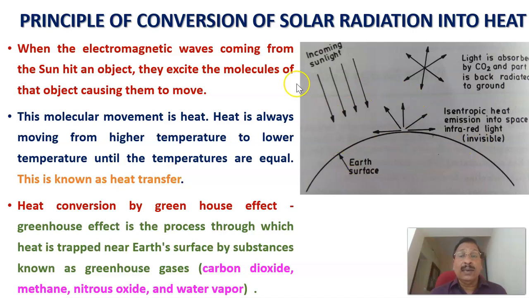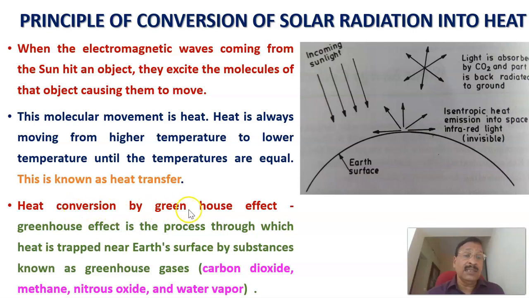Now coming to this one, the incoming solar radiation or sunlight is coming to the surface of the earth, and a certain portion of the light is absorbed by the carbon dioxide, and a part is back radiated to the ground, and here the isotropic heat emission into space, that is infrared radiation after heating this one, is reflecting back. Therefore, this is the earth surface as such.